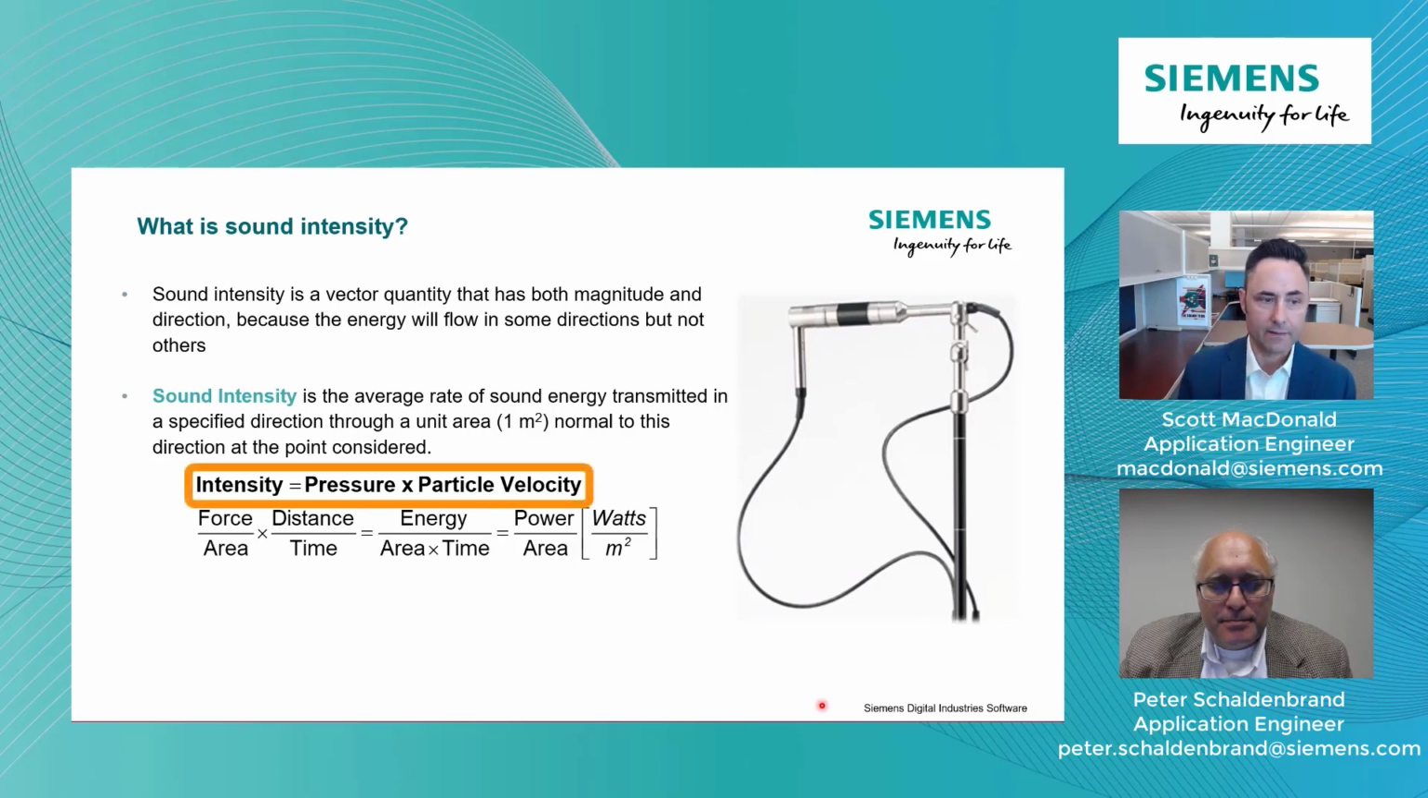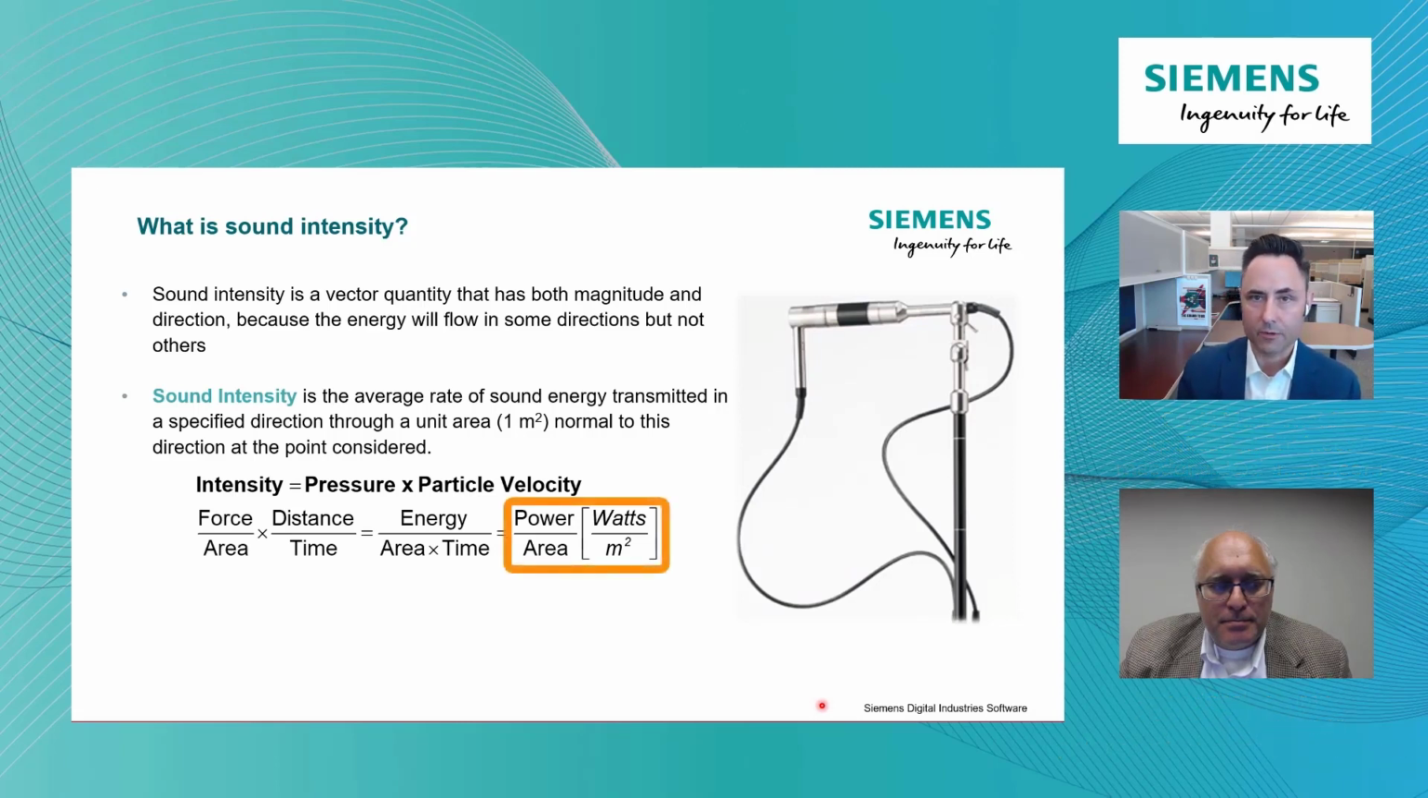If we look at the intensity as being the pressure, or that scalar pressure that we measure, and multiplying that by our particle velocity, we get force per unit area, or pressure, times distance divided by time. Follow that through the units, we get power per unit area, or watts per meter squared. Okay, so that's how we're going to be reporting our intensity.